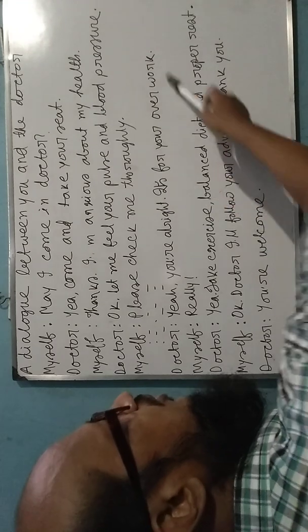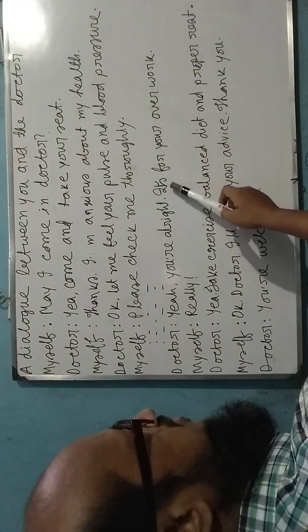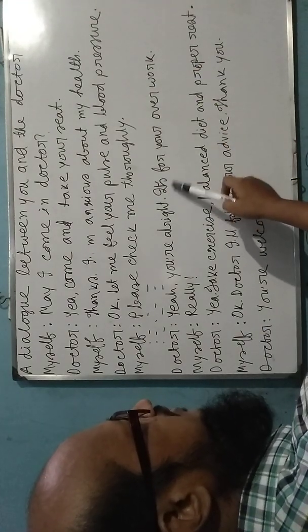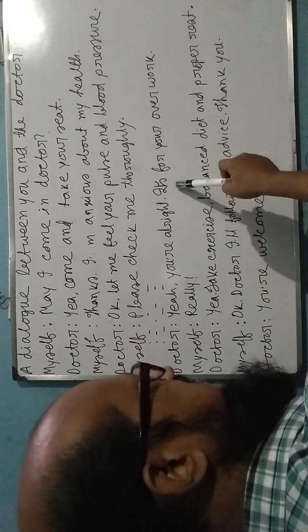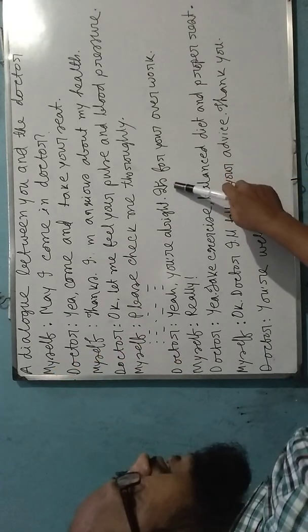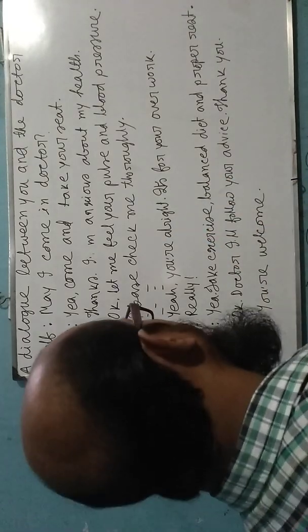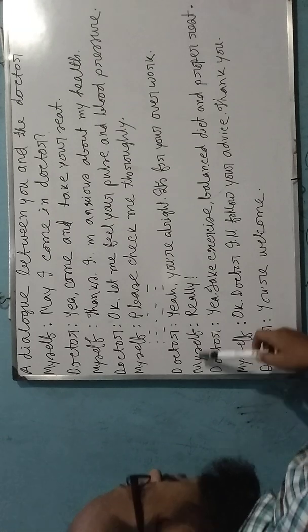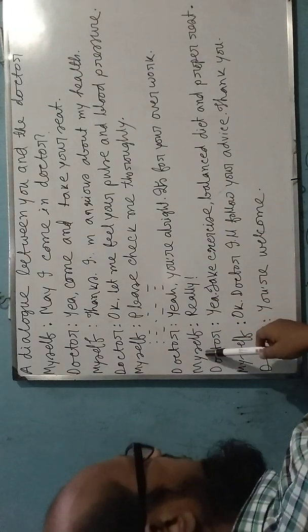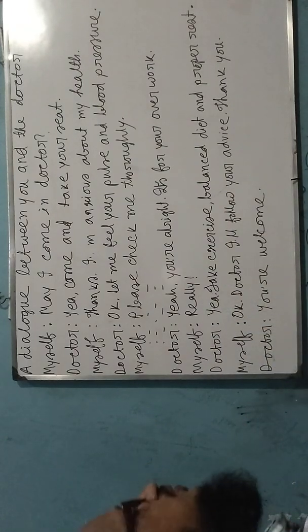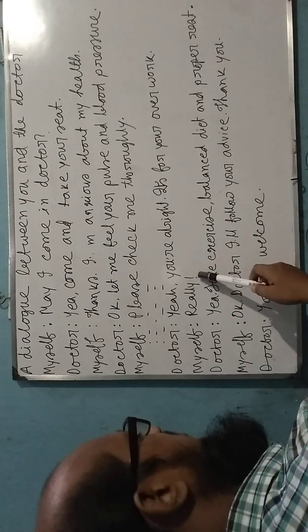Then it's for your overwork. There is also a contraction. The full form of it was "it is". You should not write "it is" here. You have to write "it's", as it is a dialogue. It is a conversation. Then myself: "Really, you are astonishing here." So you must put a note of exclamation there.